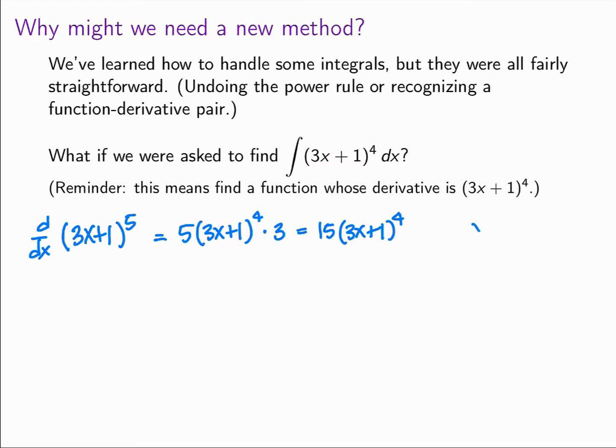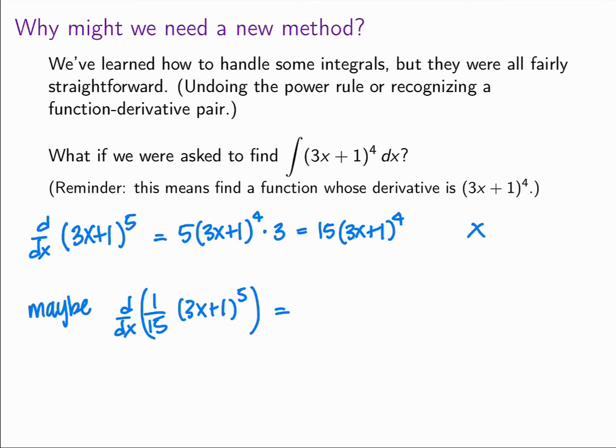So I realize I've got to do something to compensate for that 15. So it's not quite (3x + 1) to the fifth. If I need to compensate, I need to get rid of that 15. So maybe I should start with dividing by 15. So maybe 1/15 times (3x + 1) to the fifth. So there's my guess. And I can check my guess by taking a derivative of my guess.